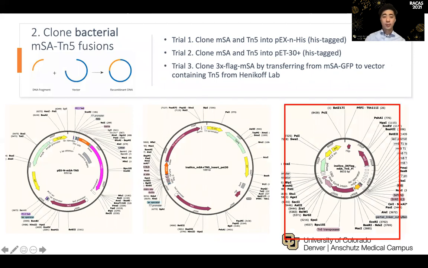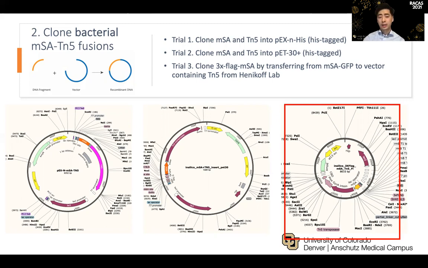Okay, now I'm going to talk about the cloning aspect of the bacterial vectors. There are really more than 3 trials, but fundamentally it comes down to 3 overarching vectors that we tried. The first one is trying to clone MS18-5 into a PEX and HIS, which is just a histidine-tagged vector. We tried moving that to a PET30, which is also a histidine-tagged vector. The first 2 trials we've done were not successful.